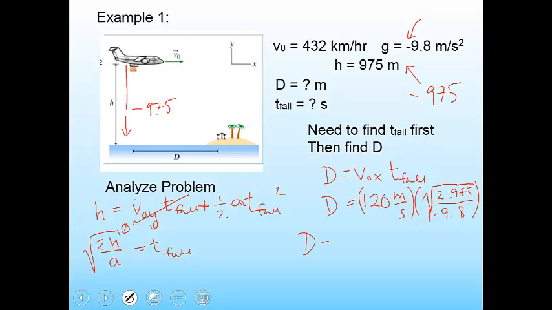Okay, so using this we can solve, and I need to pull out my calculator. So I'm going to multiply 975 times 2 divided by 9.8 first, and make sure my calculator is in scientific mode. Do the square root. It can either be plus or minus 14, but we know it's not going to be minus because of our coordinate axis, times 120. And so d is 1,693 meters. Okay, so that is our answer.